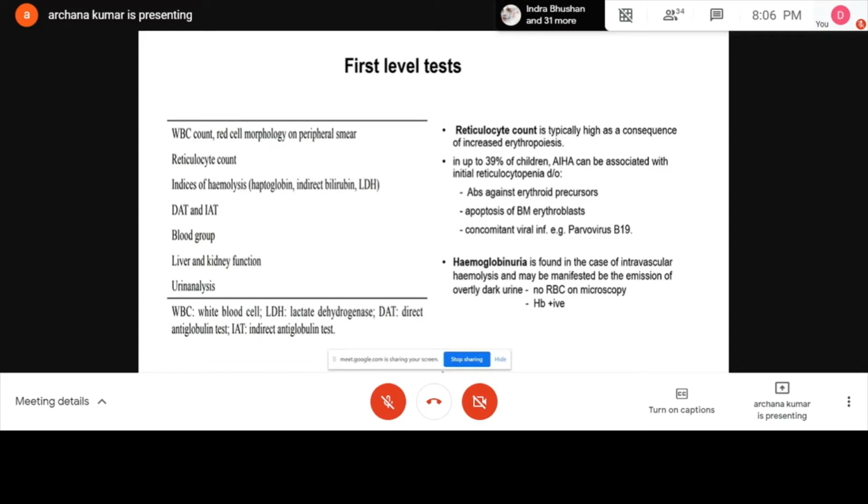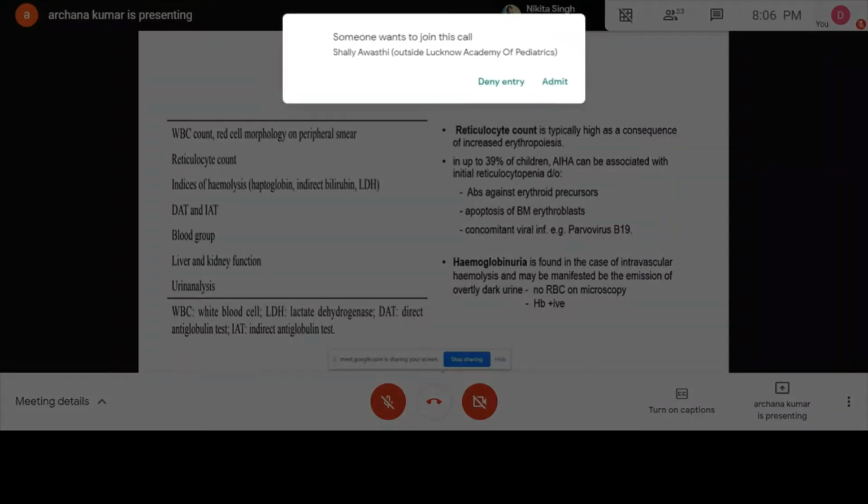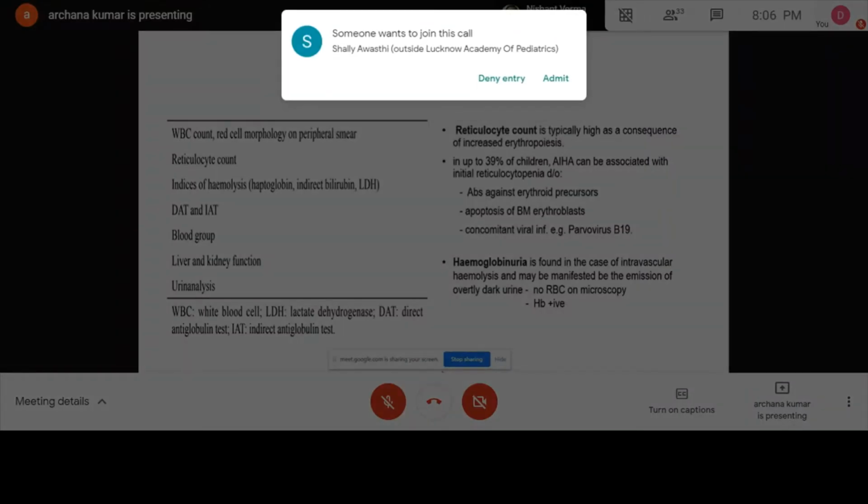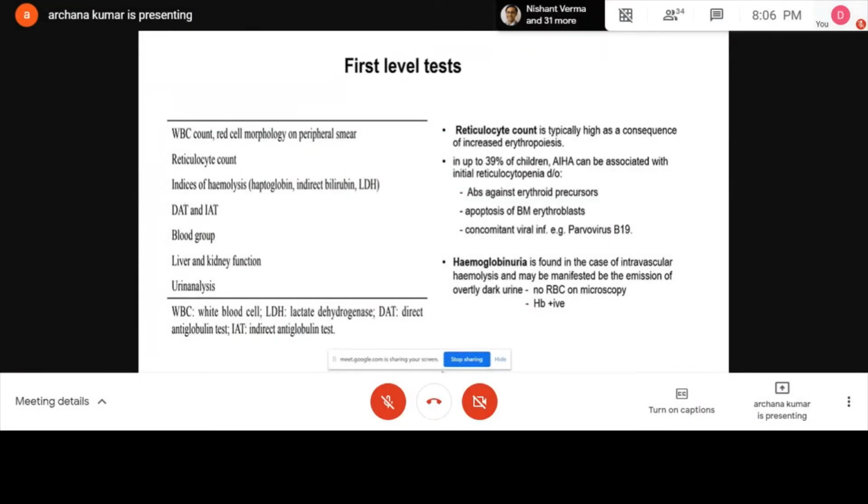And why can this happen? These antibodies may be directed against the erythroid precursors. So if the precursors are destroyed and hemolyzed, then obviously the number of RBCs is going to be less. Or there could be apoptosis of bone marrow erythroblasts, or also infection by parvovirus. And this parvovirus goes and infects the pronormoblasts. Therefore, again, these are apoptotic and they are not producing RBCs very well. So these are the situations because of which you could have reticulocytopenia and not reticulocytosis, and we should be aware about this.